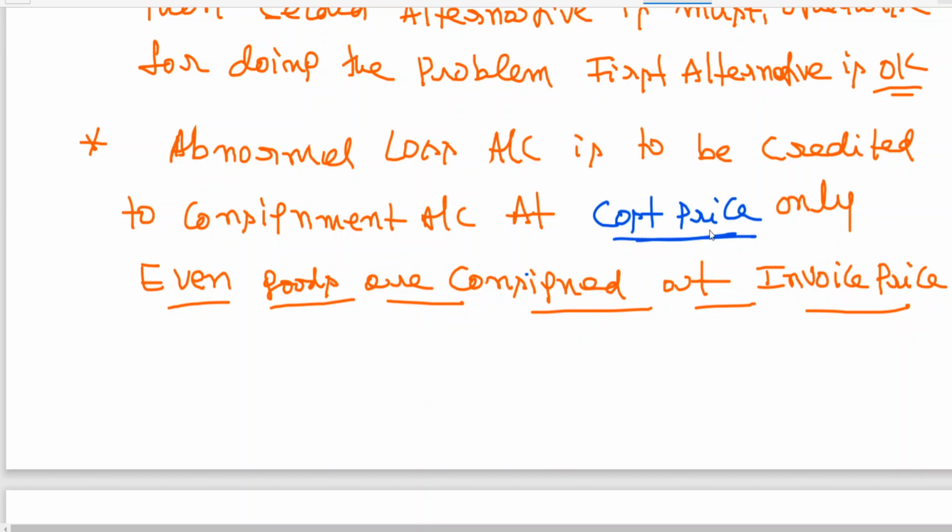Because you claim from the insurance company. Can you go to the insurance company and say, my cost price is 100 rupees, my invoice price is 120, can you pay 120? He will be laughing at you. The reason is that you cannot expect the insurance company to give you more than your cost price. That is why you are consigning at invoice price: you want to conceal the profit. You want to hide the profit. You don't want to reveal the profit to the consignor, consignee.